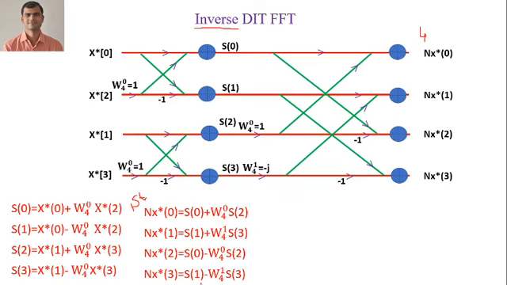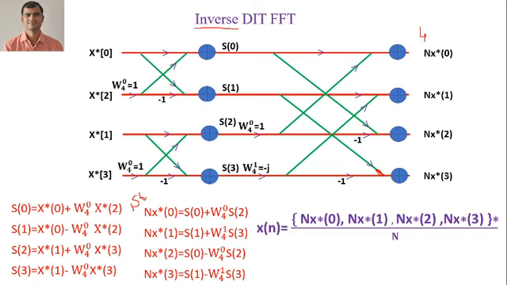You can see at this point this is the addition where 2 points are coming together, here it will be S1 and here it will be S3. At this point the 2 points are S0 and S2. At this point there are 2 points, S1 and S3. At this point S0 and S2. So in that way, after getting N x conjugate of 0, N x conjugate of 1, N x conjugate of 2, N x conjugate of 3, first we have to write the equation.